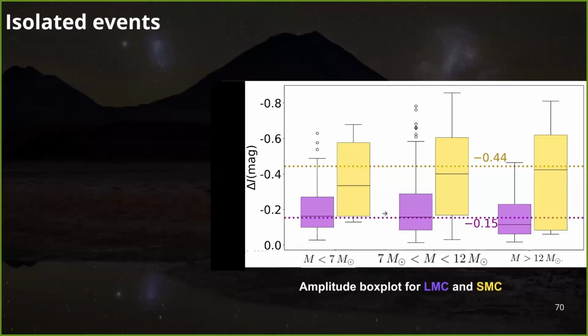Another important result is that when we study isolated events, the amplitude of those events is much larger, almost by a factor of 2 for SMC stars, showing that lower metallicity favors stronger signatures, which we can translate to denser disks, compared to the LMC counterpart. And we do not see a strong correlation with mass.